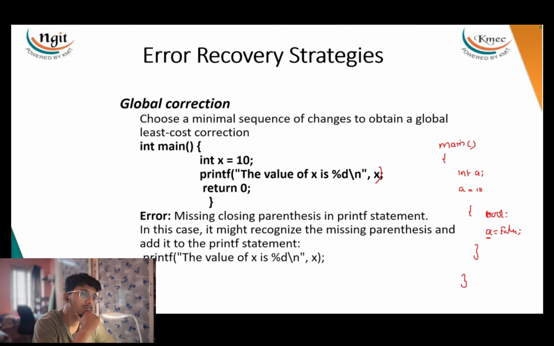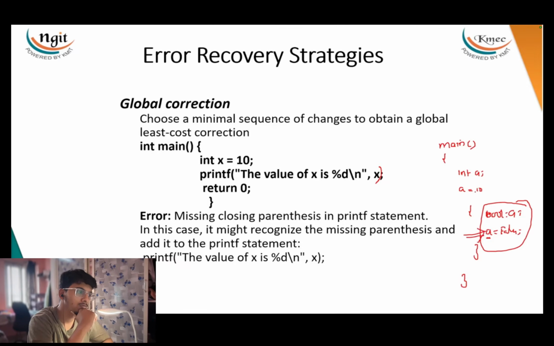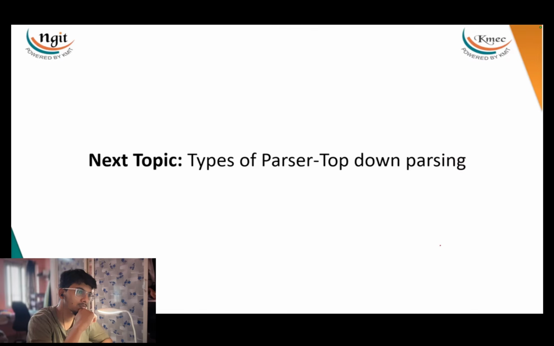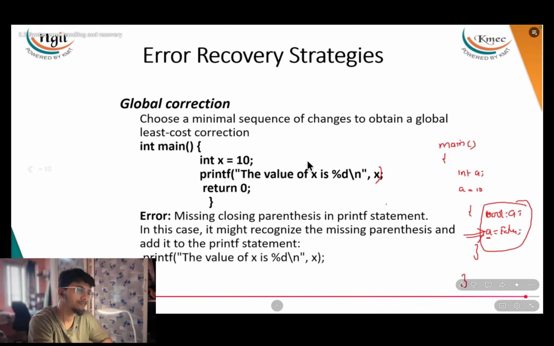But by declaring this as a boolean, what is the effect of this declaration in other parts of our program? We are not worrying about it. Without worrying about that, we have just recovered this error at the phrase level. But in the global correction, we should take care of all the other parts of the program. Then only we have to perform the recovery method. So in the next video, we will see this in a program.